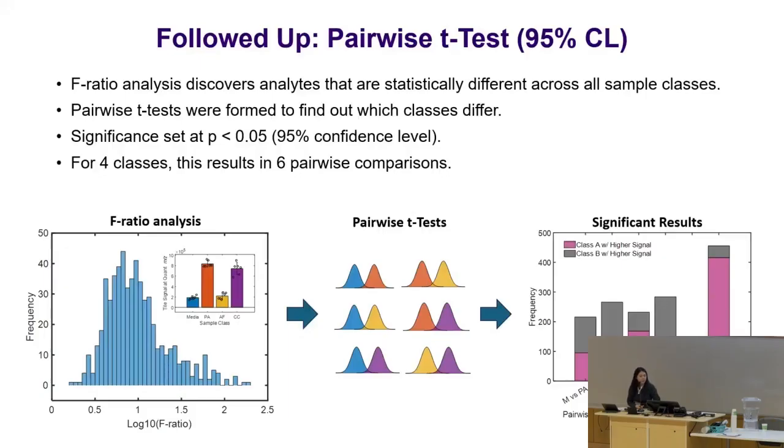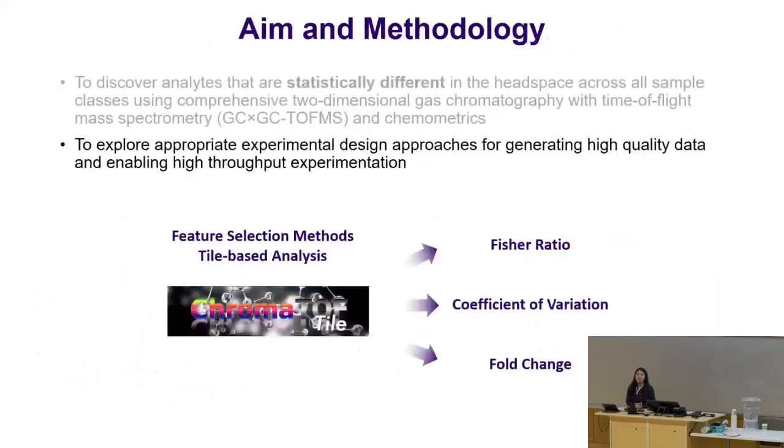And now let me switch gears. After implementing the tile-based Fisher ratio analysis coupled with the pairwise t-test, let's explore more appropriate experimental design approaches for generating high-quality, high-throughput data. Ideally, we would have multiple biological replicates, but in reality that's not always the case because we're constrained by sample availability, cost, and time.